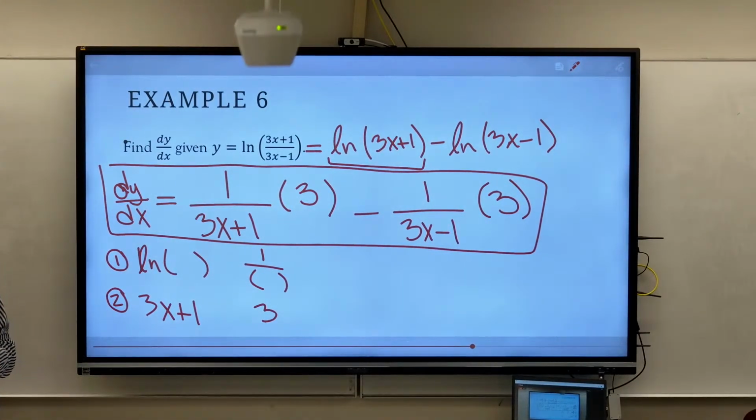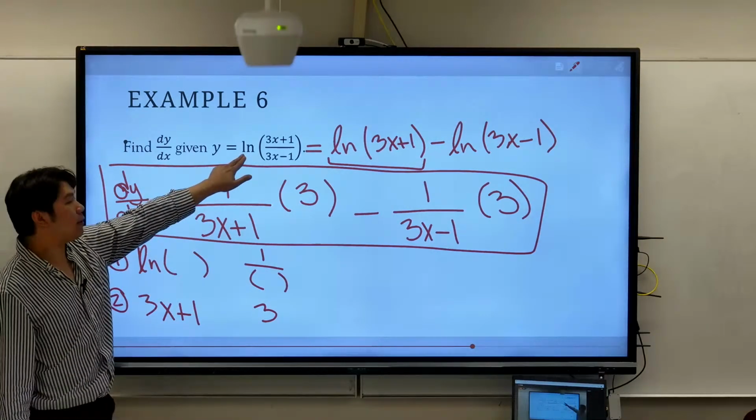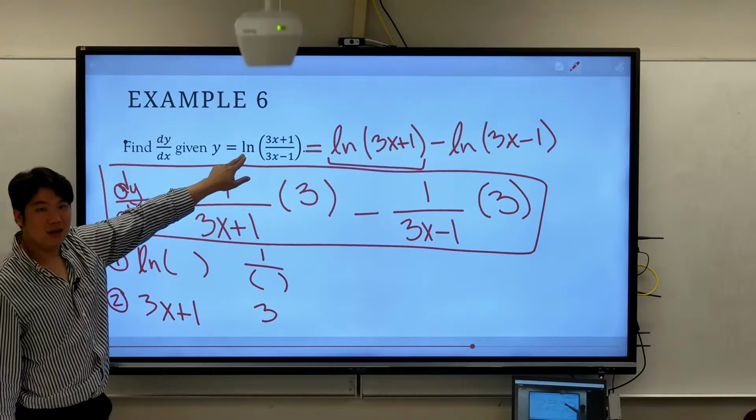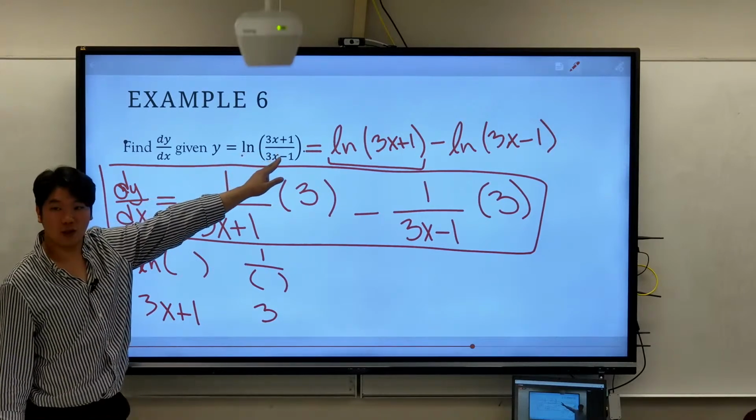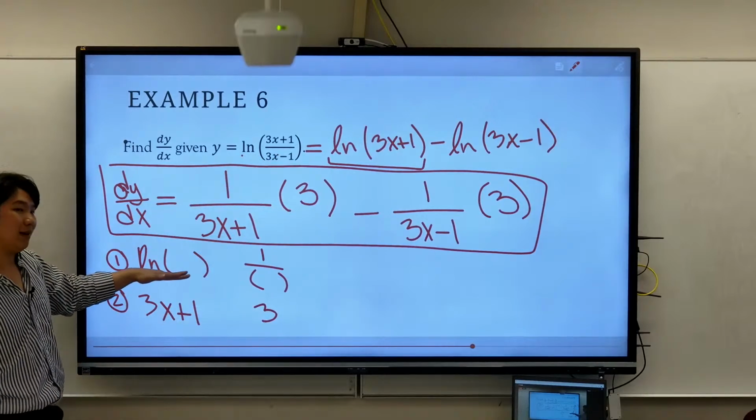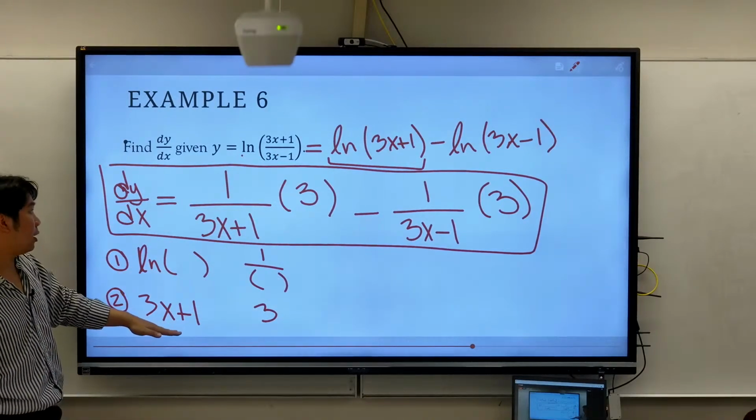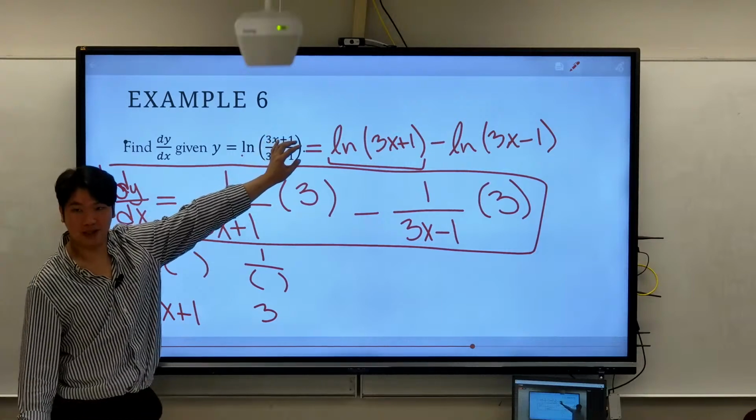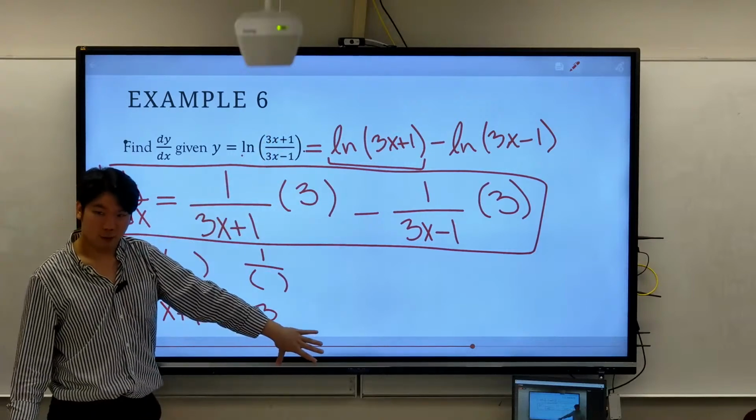And then I'm done. I'm going to take a moment and talk about what happens if I didn't separate these in the beginning. If I did not separate these, this would still be my first layer, but my second layer would be a quotient rule. So layer number 1, yes, natural log of whatever. Layer number 2 would be this entire quotient. And then we would do the quotient rule as the derivative.